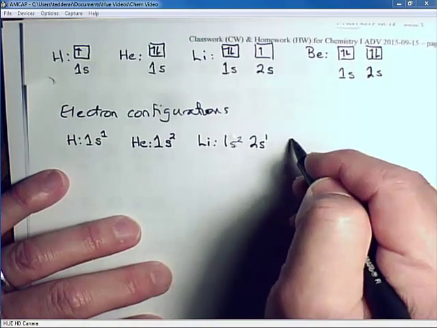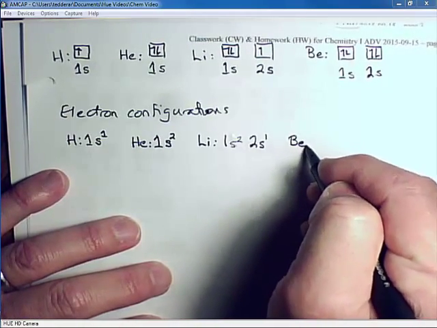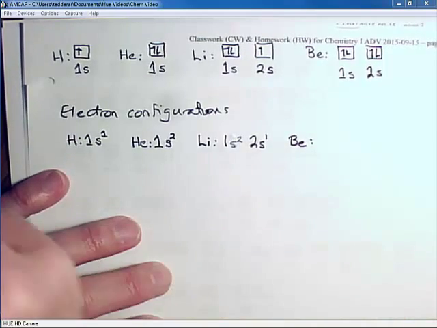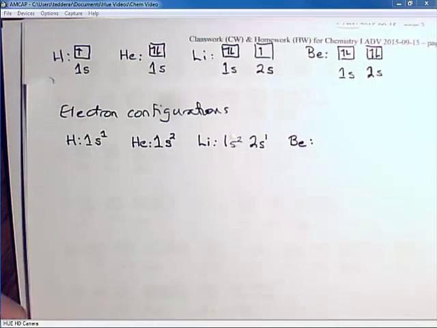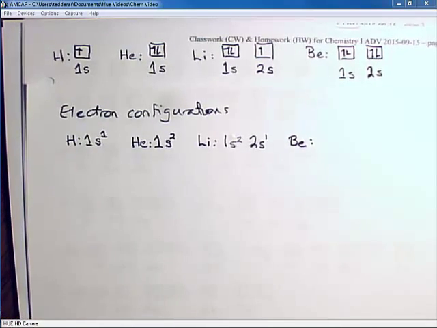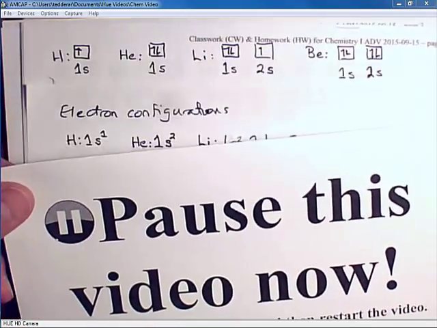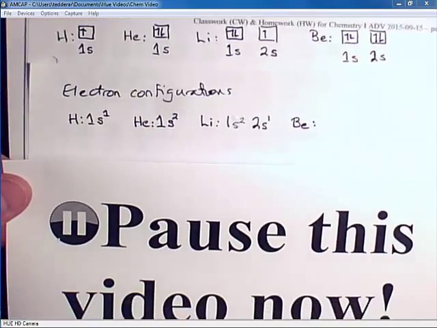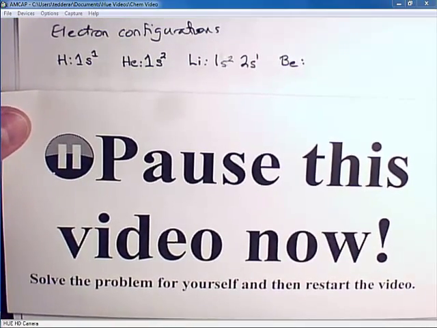All right, so beryllium then. Well, I'll tell you what. Let's just stop a minute and let you guys do beryllium, and then I'll come back behind you and you'll see how you did. Write the electron configuration for beryllium, and we'll check it.